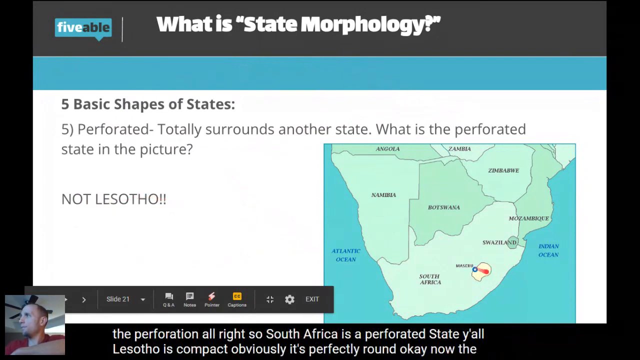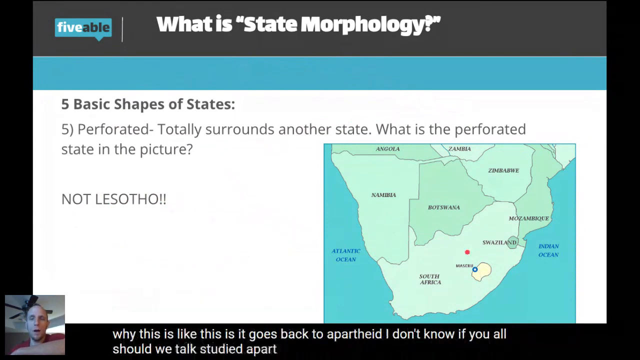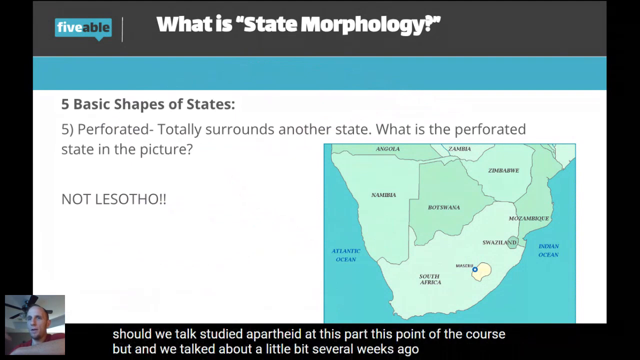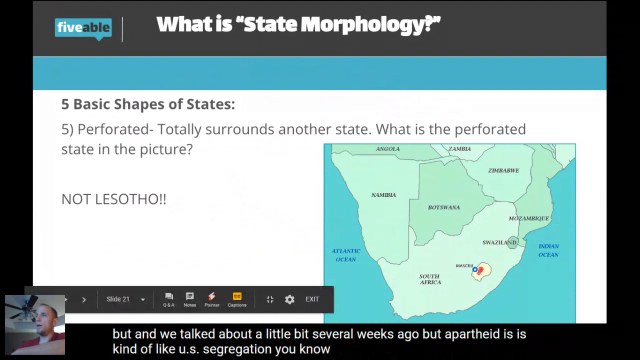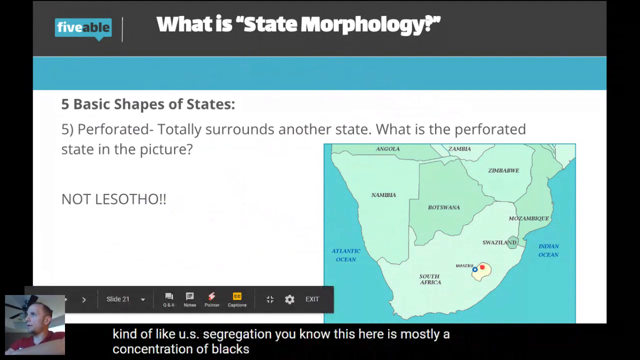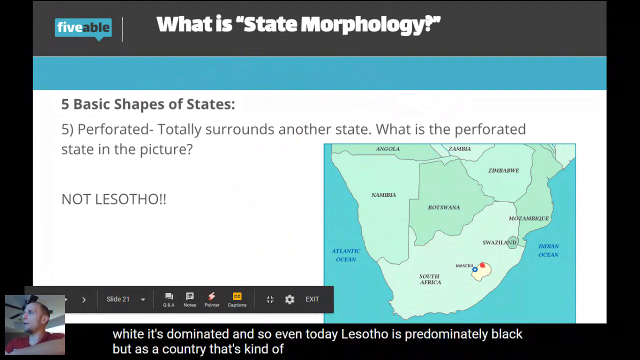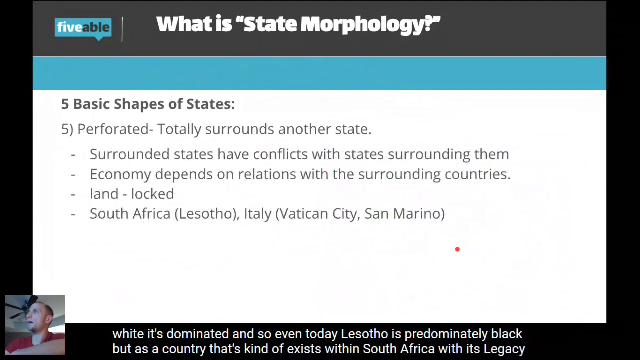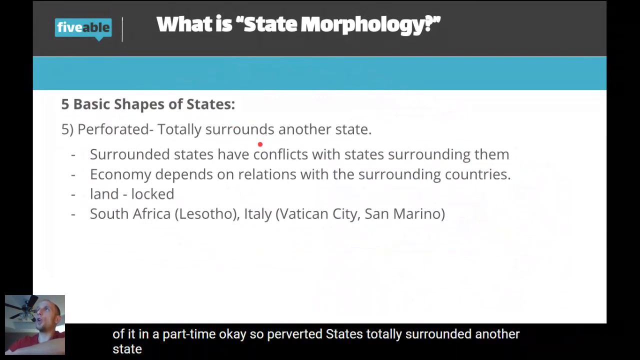It's perfectly round. Now, the reason this is like this goes back to apartheid. I don't know if y'all have studied apartheid at this point in the course, but we talked about it a little bit several weeks ago. Apartheid is kind of like U.S. segregation. This was mostly a concentration of blacks in an area where whites were a minority but dominated. Even today, Lesotho is predominantly black, but it's a country that exists within South Africa with its legacy of apartheid.